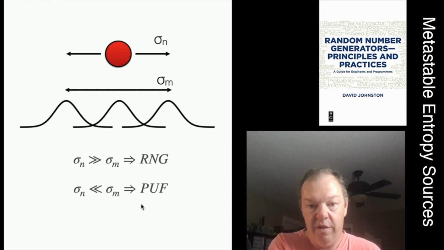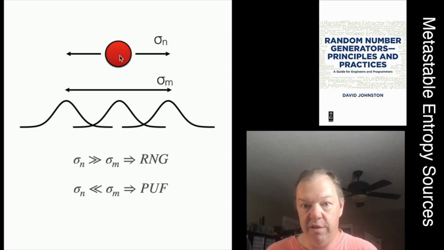Now, if sigma n is much smaller than sigma m, so this hill could be moving over a wide range of positions, but the ball is pretty much staying in place. It's not vibrating very much at all.